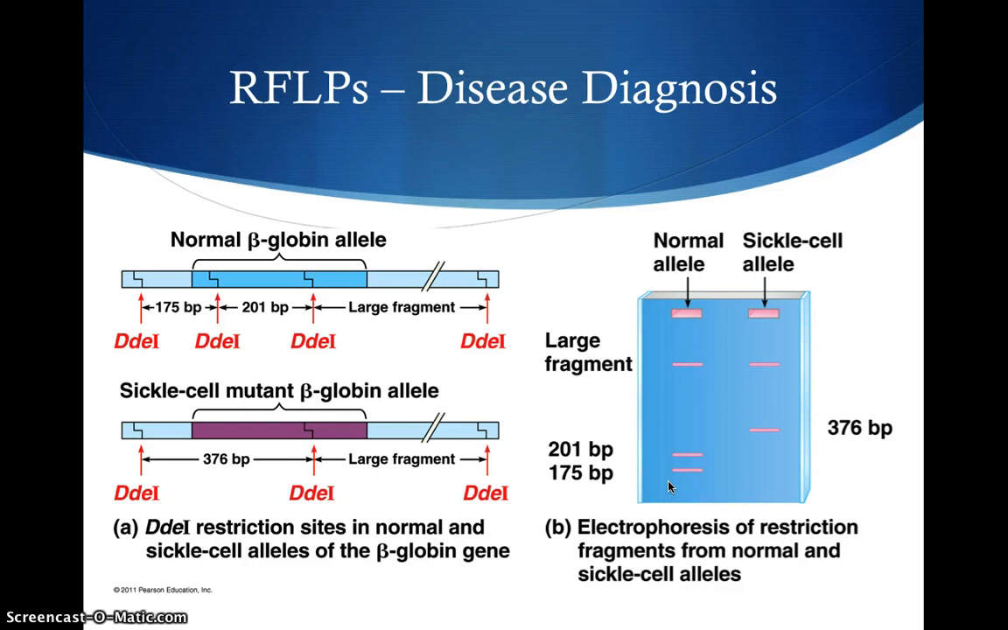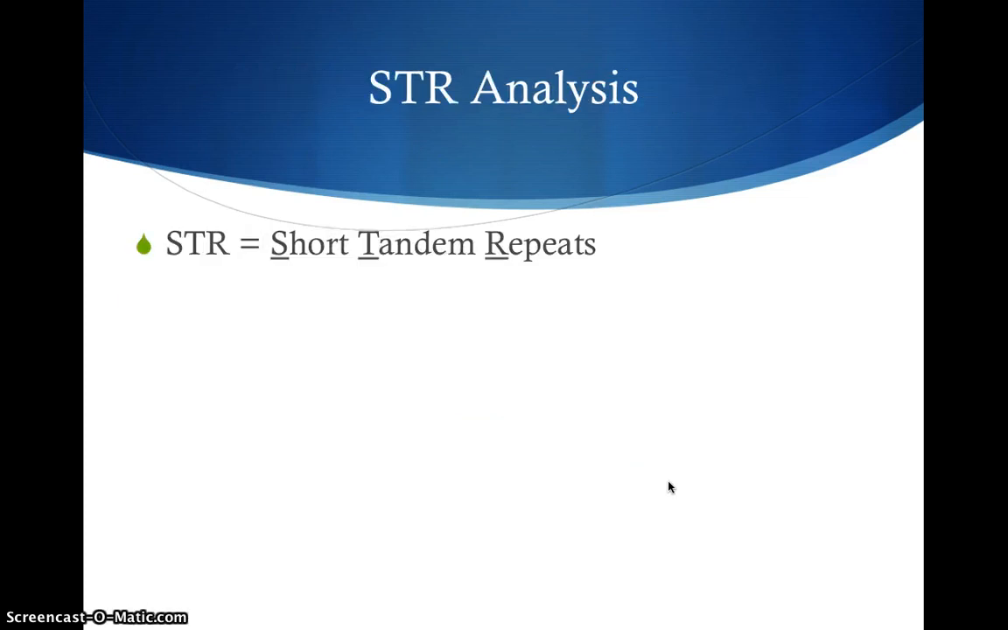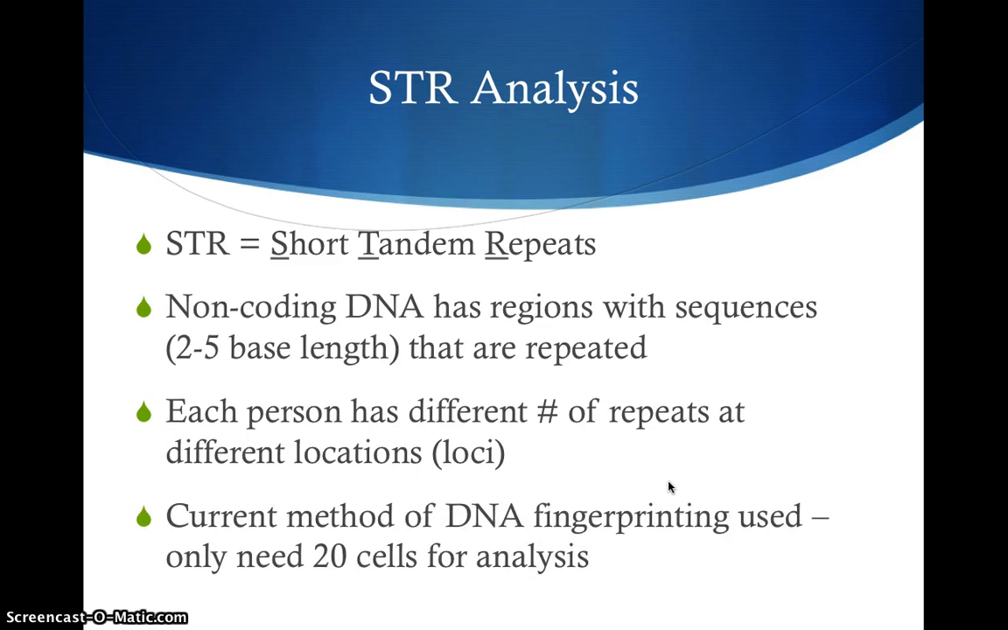Then a more updated one is called STR analysis. STR stands for short tandem repeats. What happens is we have observed that the non-coding DNA has a region of sequences that repeat. It's usually around 2 to 5 bases. However, every single person has a different number of repeats at different loci, so different locations. That's what loci means.